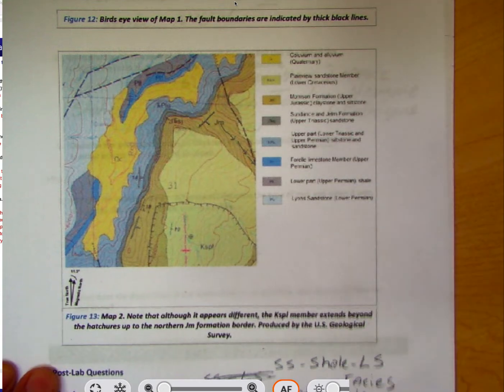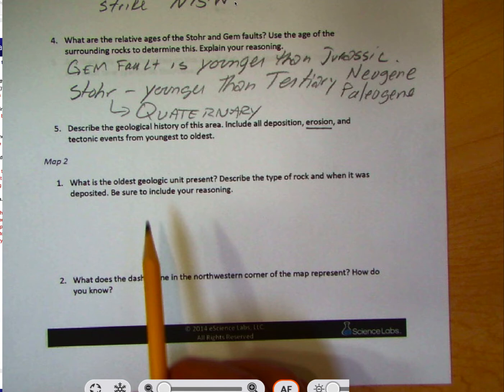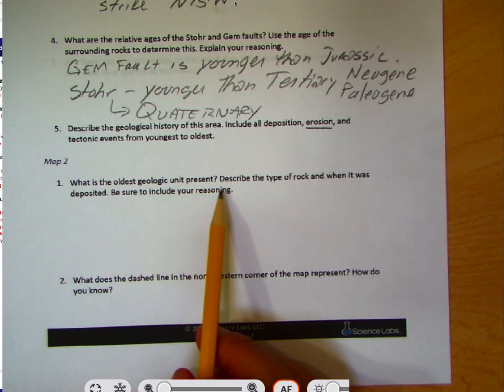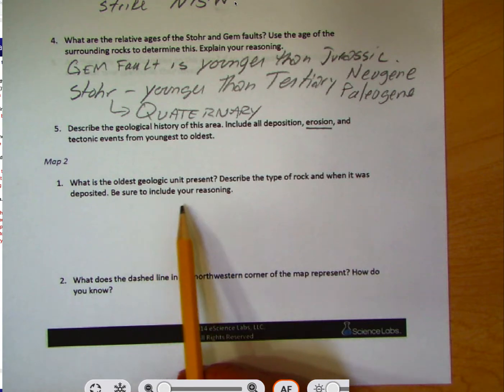All right, so what are some of the questions they're asking us for this map, which I think is in Montana? What is the oldest geological unit present? Describe the type of rock and when it was deposited. Be sure to include your reasoning.